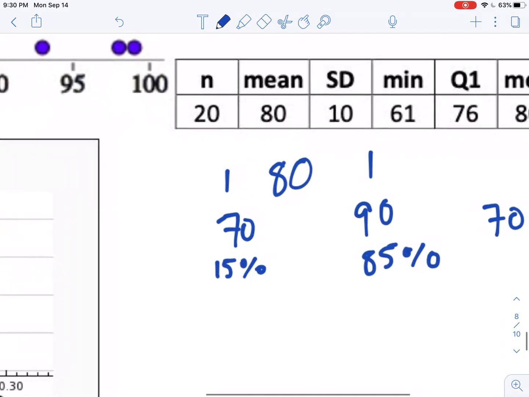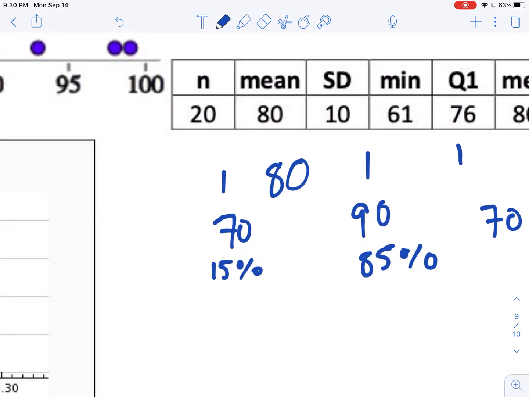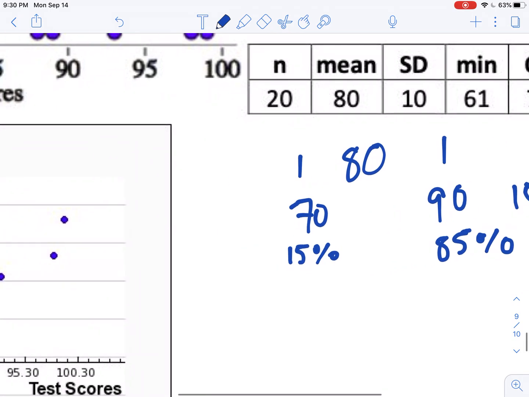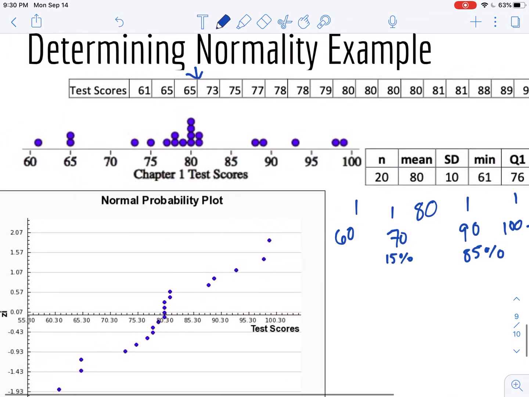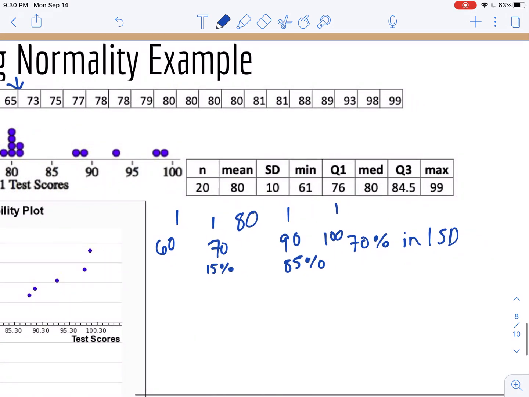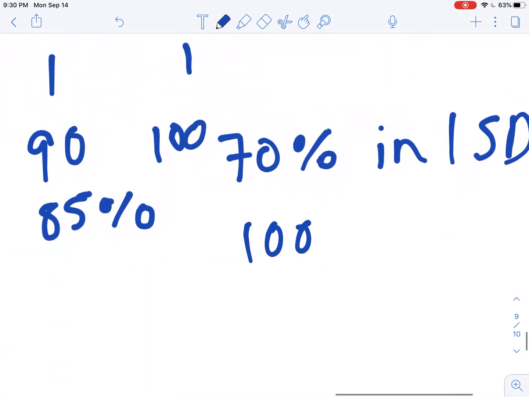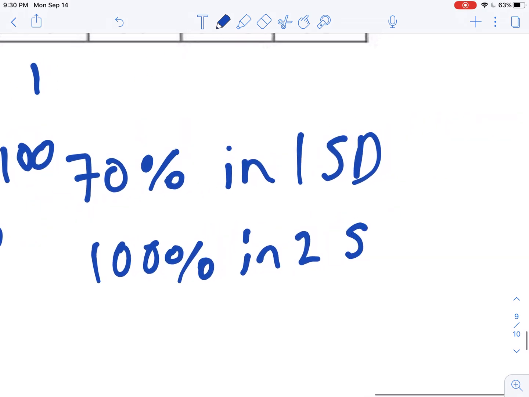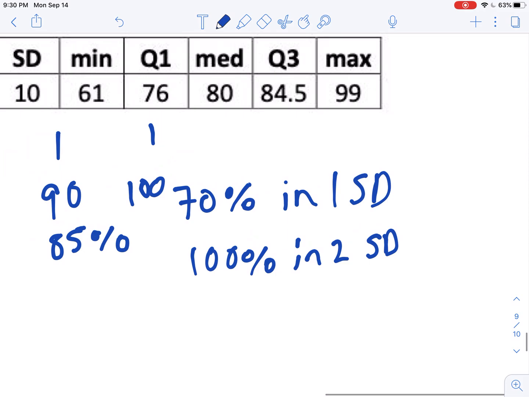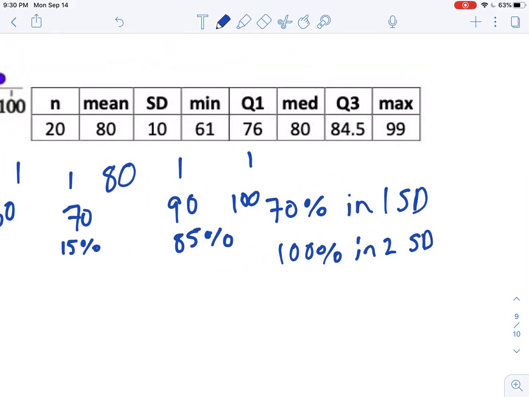I will do another standard deviation. My second standard deviation is going to be at 100, and my next standard deviation down is going to be at 60. And I can just look at this and I can see that 100% of my data falls between 2 standard deviations. And I can't even go out to a third standard deviation. So I've got 100% of my data falling in 2 standard deviations.